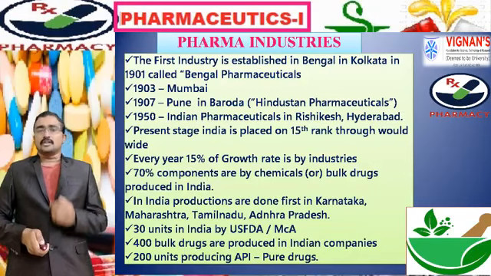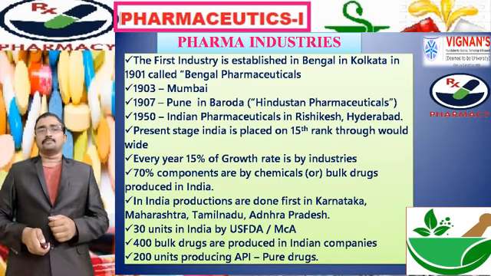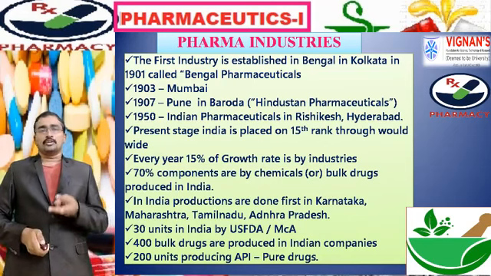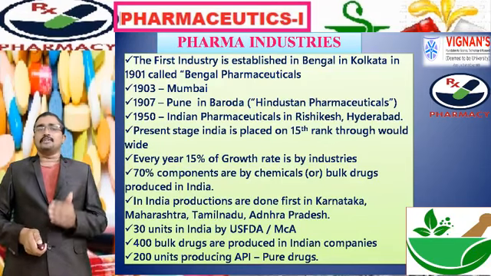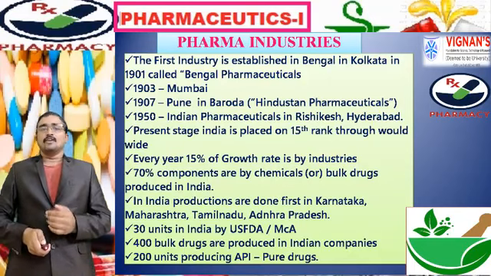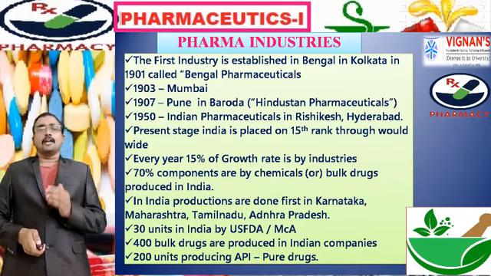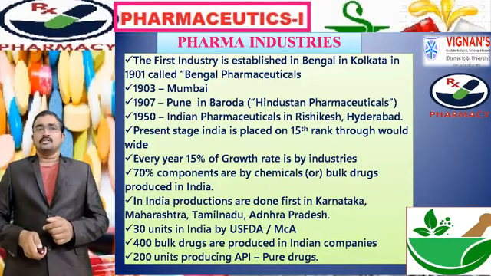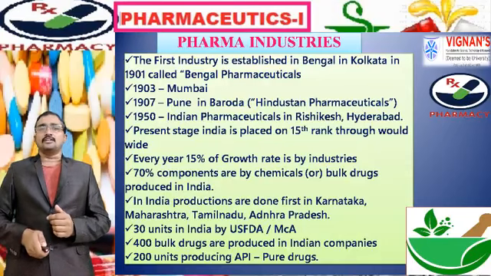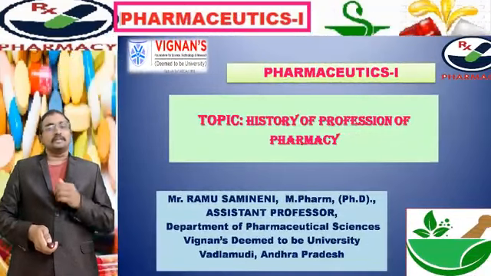In India, production is done first in Karnataka, followed by Maharashtra, Tamil Nadu and Andhra Pradesh. In total, 30 units in India are approved by the US FDA and the Medical Council of Authorities. 400 bulk drugs are produced by Indian companies, and 200 units produce API drugs in pure form. We started the industry in Bengal, in Kolkata, with Bengal Pharma.